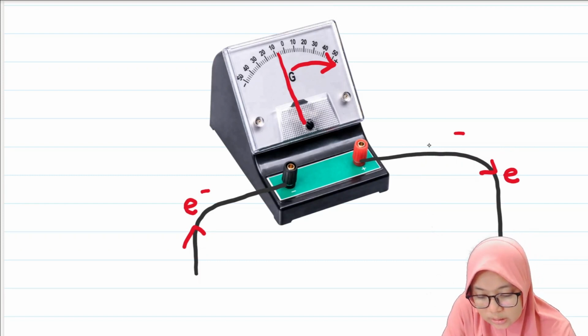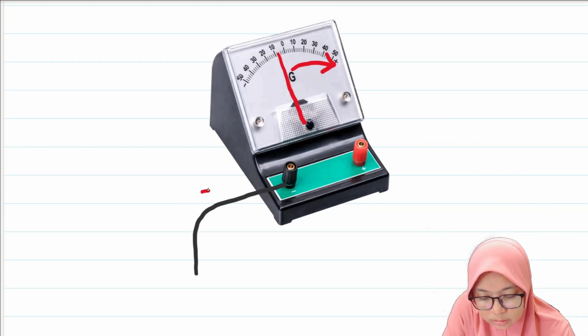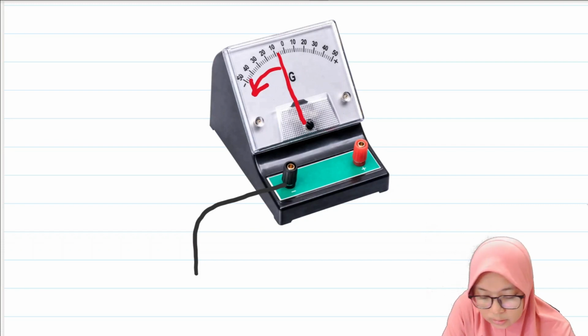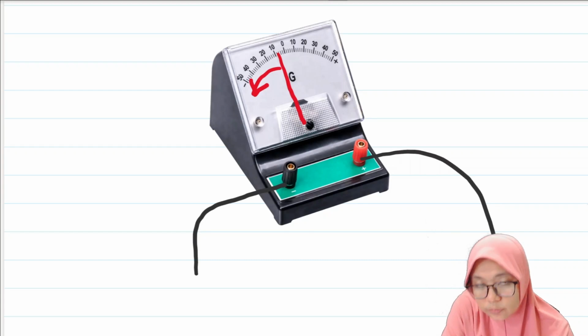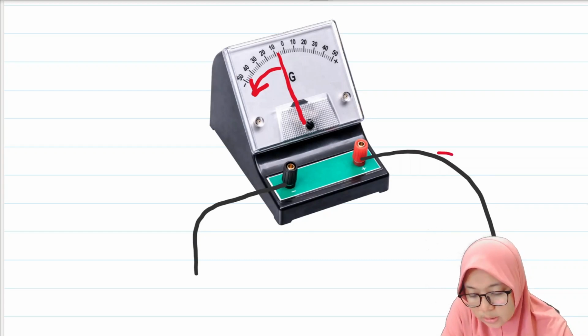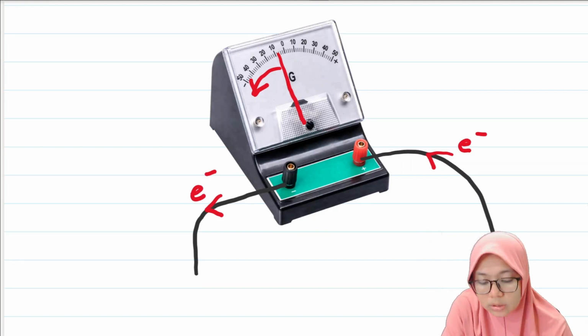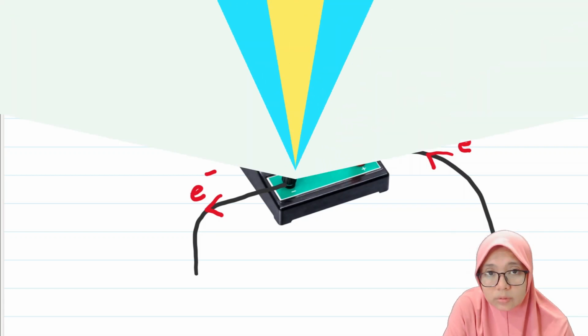Okay, the second case is when the deflection needle deflects from the center to the left, like this. What it means is that the electron is actually moving from the positive side of the galvanometer to the left side of the galvanometer. So what you have to do is change the side of the galvanometer, the negative and positive terminal.